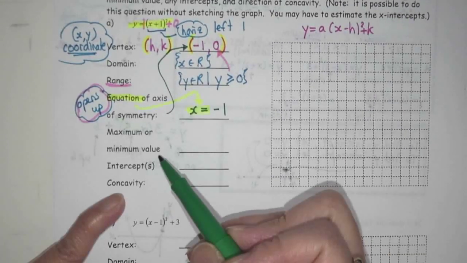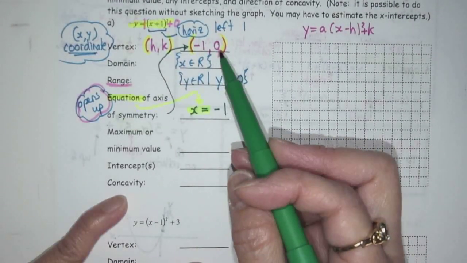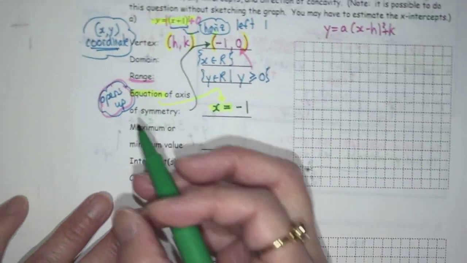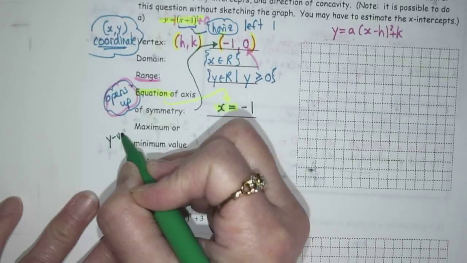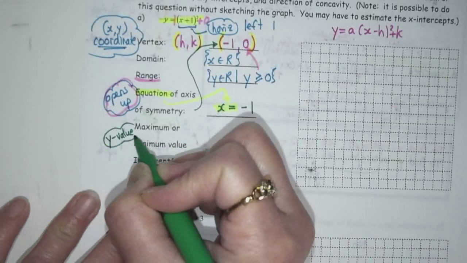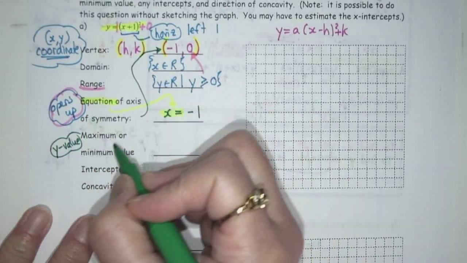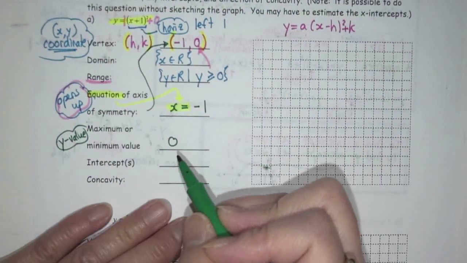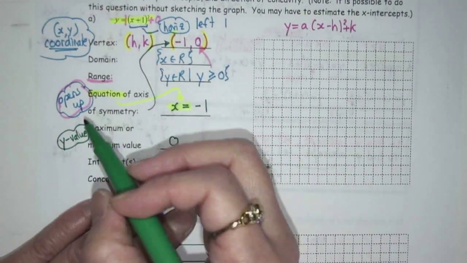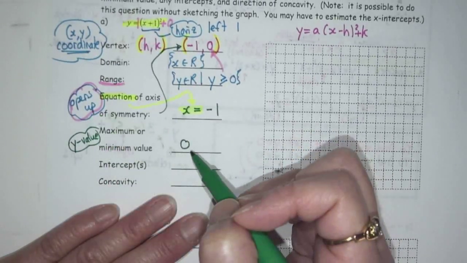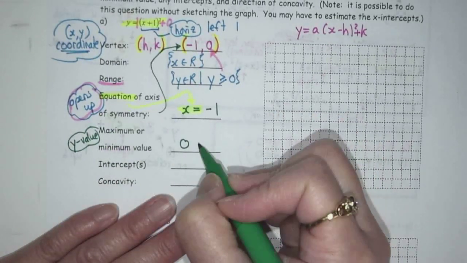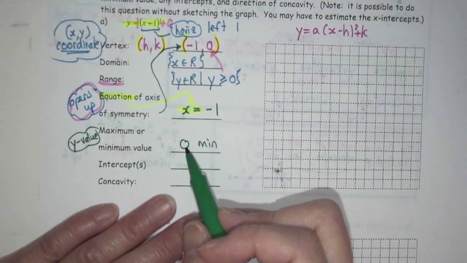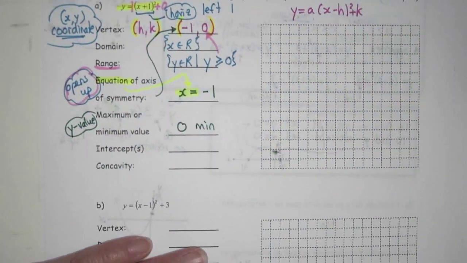And then the max or min value, still from the vertex. The highest or the lowest point will always be from the y value. So take the y value from the vertex. The y value of the vertex is 0. Is that going to be a maximum or a minimum? We know it opens up, so that's going to be the bottom of the parabola, so this will be a minimum. So minimum value is 0.